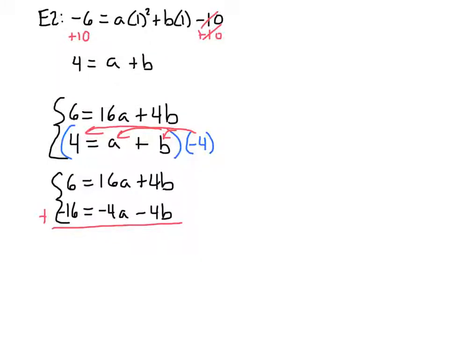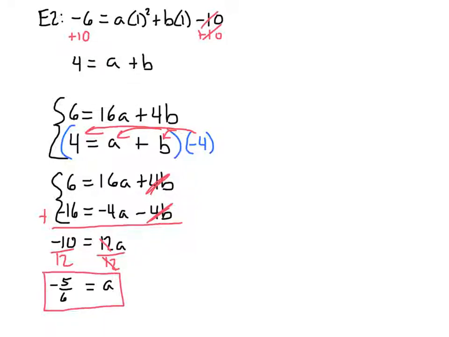If I add these together, I get negative 10 equals 12a, and the b's cancel away. We can now solve for a by dividing both sides by 12. So a equals, let's see, negative 10 twelfths. That reduces down. Negative 5/6. There's our a value.